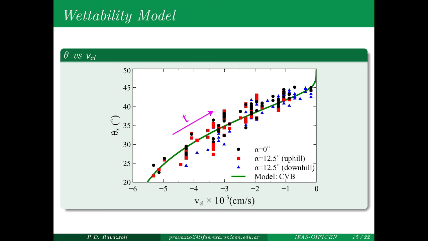Wettability models usually relate the contact angle with the velocity of the contact line, so we measure this relation for the tips of the three static cases, the dots in the figure, and compare them with the Cox-Boinov-Blake model, the gray solid line. We can see in the figure the good agreement between the model and the experiments.